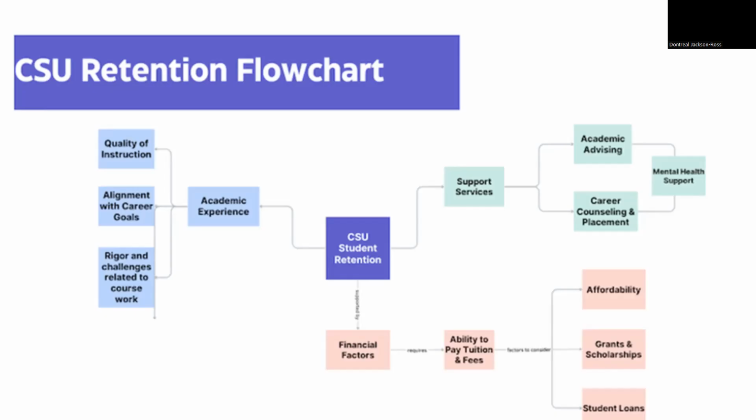Now, a part of that hidden curriculum is being able to know if the tuition will be affordable and knowing how to access the appropriate grants and scholarships, or even how to navigate student loans, whether they be variable or fixed rates. The other portion of the financial factors that also relate to the persistence and retention of students has to do with the student services, making sure that students are aware of the services that are provided to them, such as academic advising, mental health support, and also career counseling and placement.